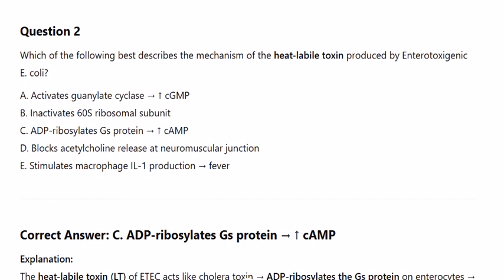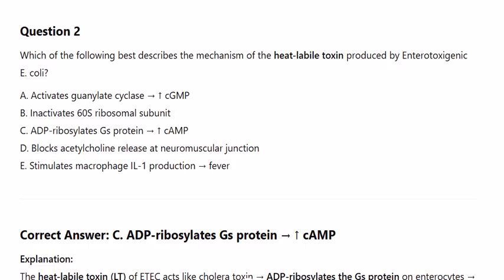Question 2. Which of the following best describes the mechanism of the heat-labile toxin produced by Enterotoxigenic E. coli? A. Activates guanylate cyclase, cGMP. B. Inactivates 60S ribosomal subunit. C. ADP ribosylates Gs protein, cAMP. D. Blocks acetylcholine release at neuromuscular junction. E. Stimulates macrophage IL-1 production.